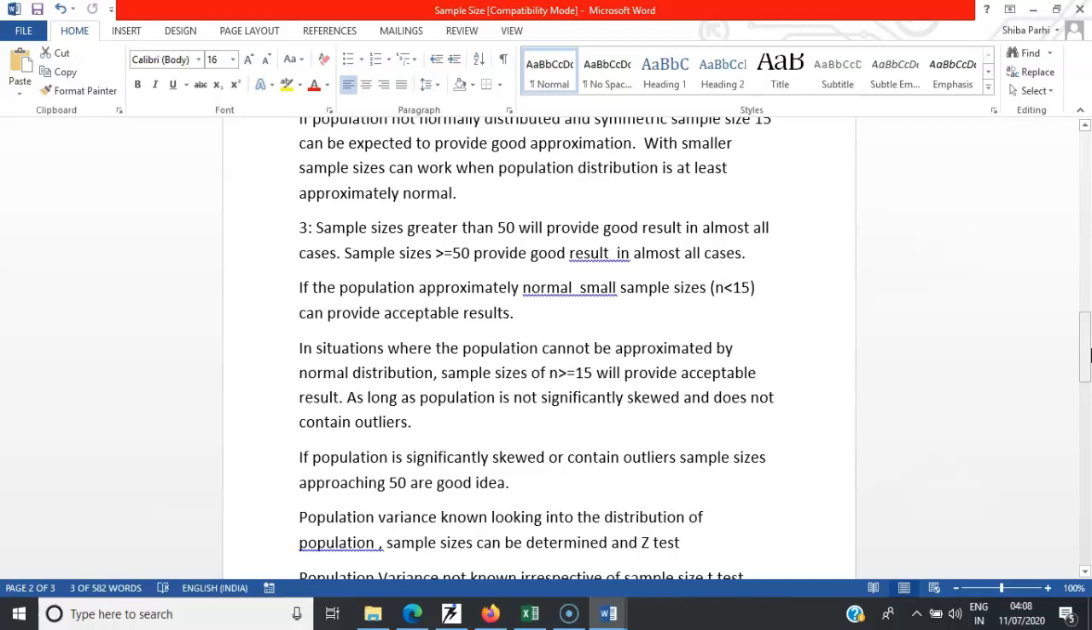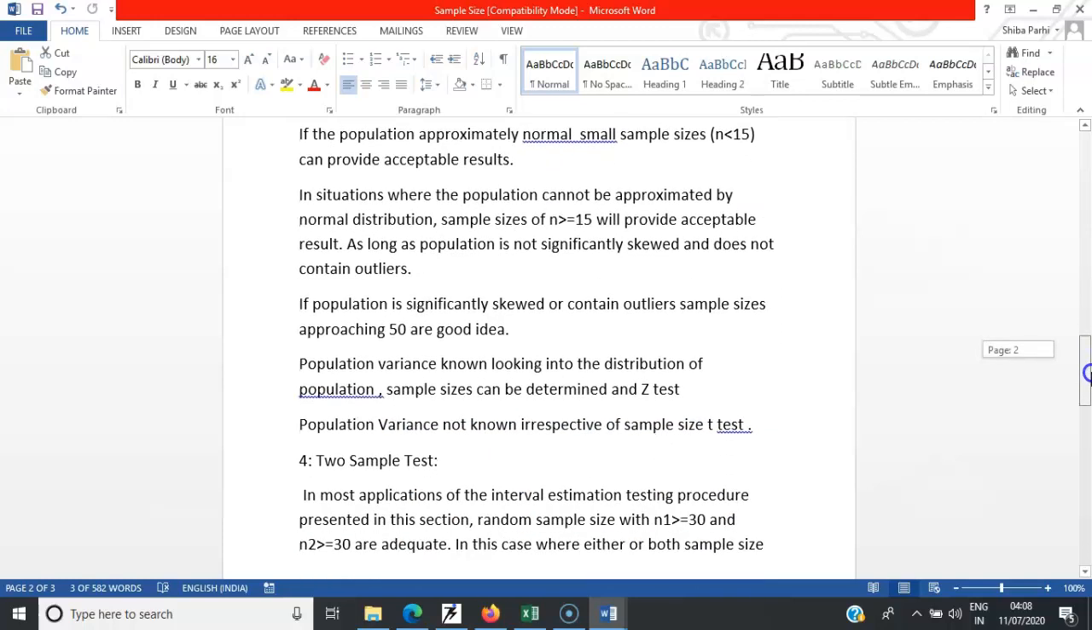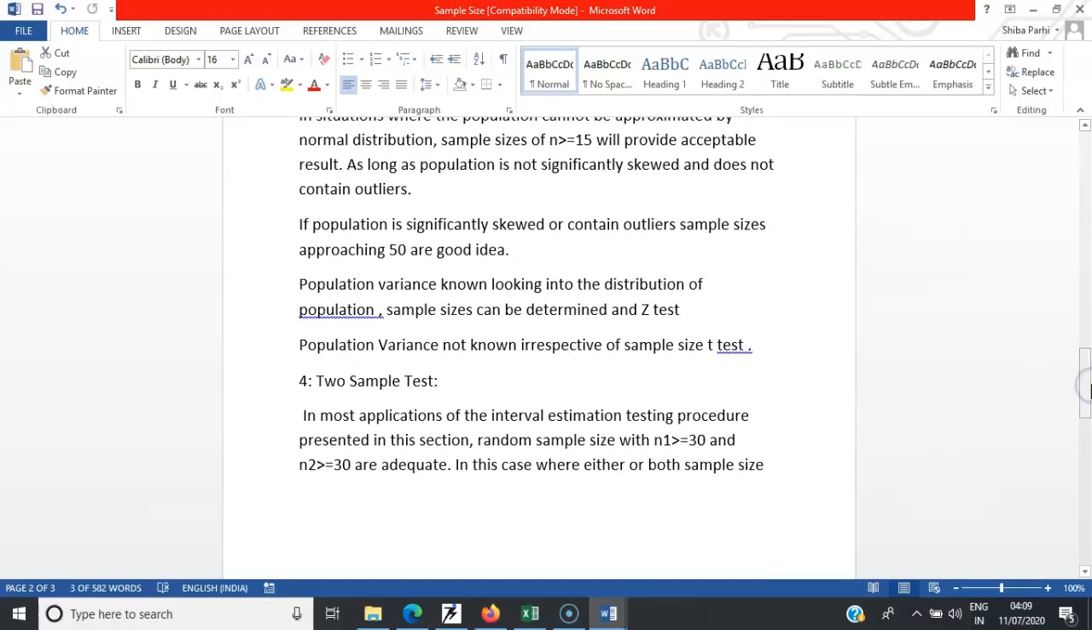If the population is approximately normal, small sizes less than 15 can be acceptable. In situations where the population cannot be approximated by a normal distribution, a sample size greater than 15 will provide an acceptable result as long as it is not significantly skewed, meaning it should be symmetric. If the population is significantly skewed, 50 is a good idea.